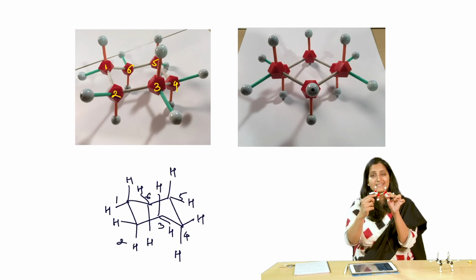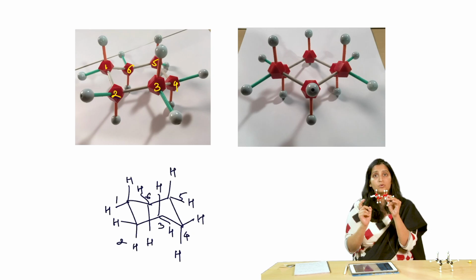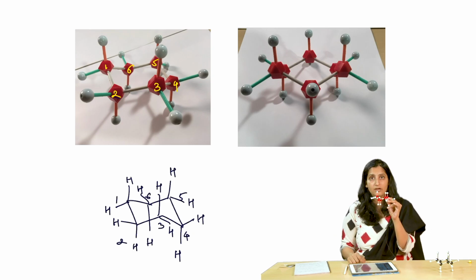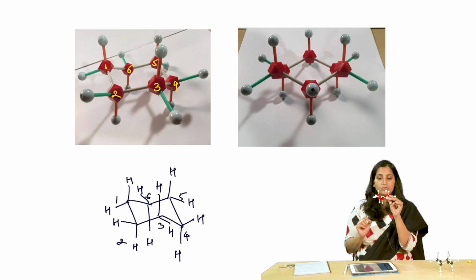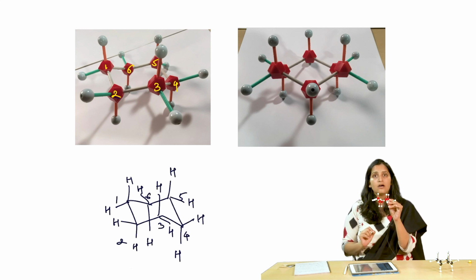Carbon number 2 has an axial bond going down, but if you look at the direction of this equatorial bond, it is kind of going up, right. So, 2, 4 and 6 have an axial down and equatorial up bond. Okay. So, I am going to redraw this such that I highlight the axial bonds and the equatorial bonds.